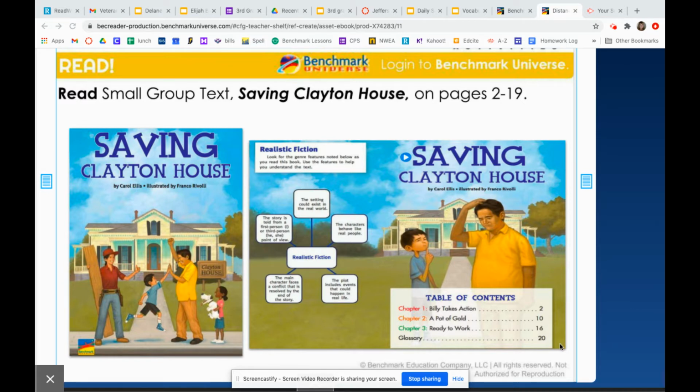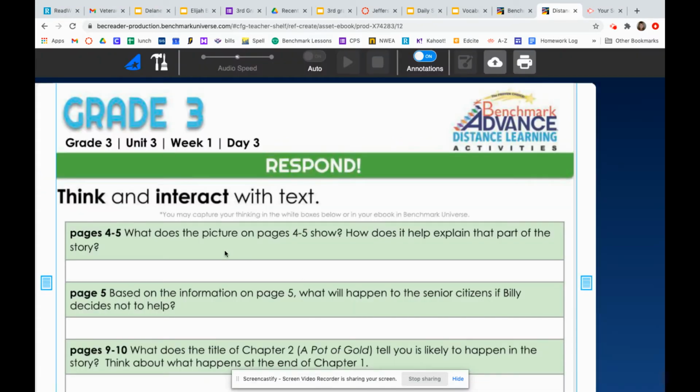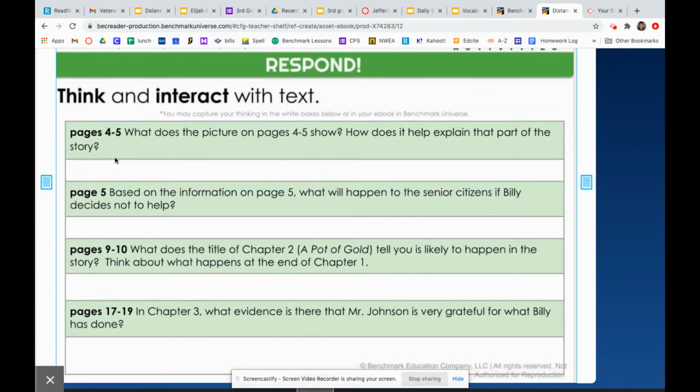All right, and after you do your reading, you are going to be able to answer these questions. Okay, this one here. Look back on pages 4 and 5. What does the picture on pages 4 and 5 show? And then explain, how does that help you understand that certain part of the story? How does the picture help you? How does the illustration give you more information or help you make a connection with the text?